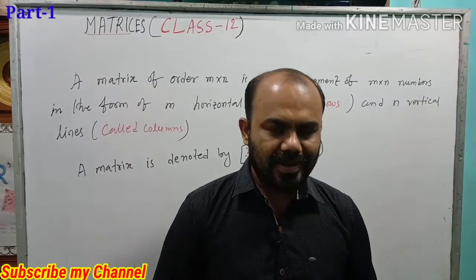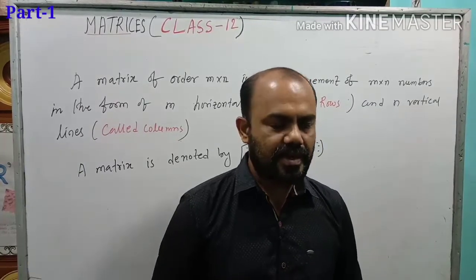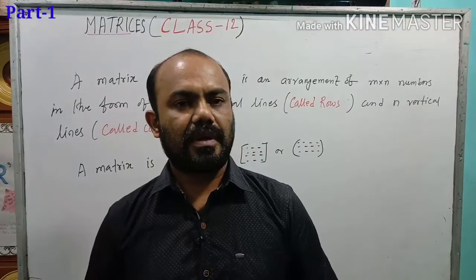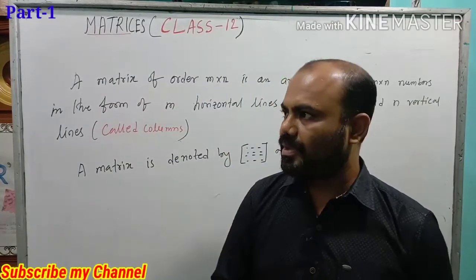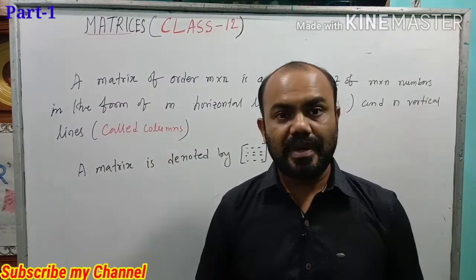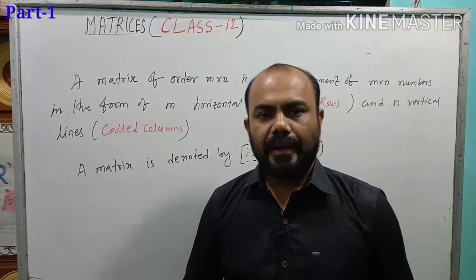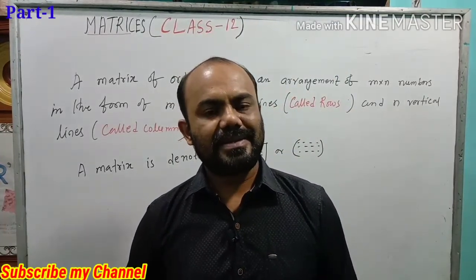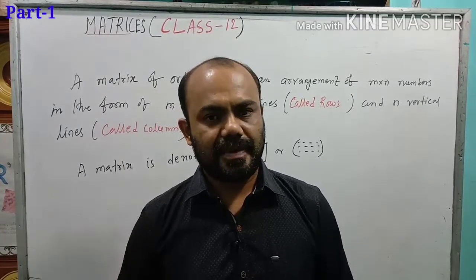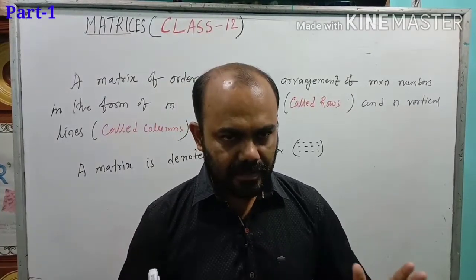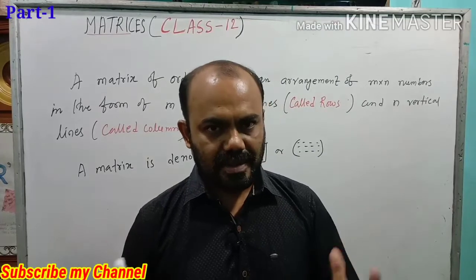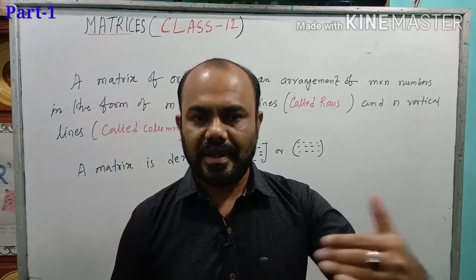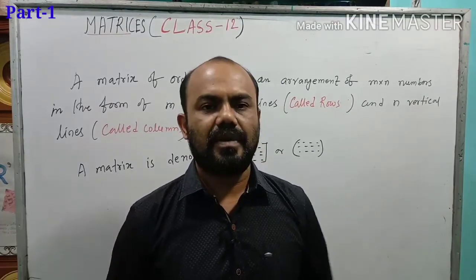Now, what are the differences and similarities between a matrix and a determinant? Before that, first see what a matrix is. A matrix is nothing but an arrangement. Remember that a matrix is nothing but an arrangement. That is, we have to arrange some elements, some numbers, in some way. That structure, or that arrangement, or that array is called a matrix.